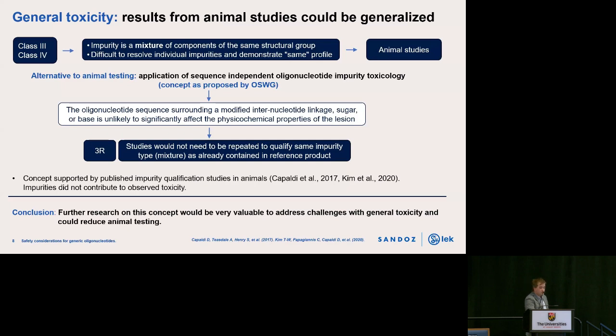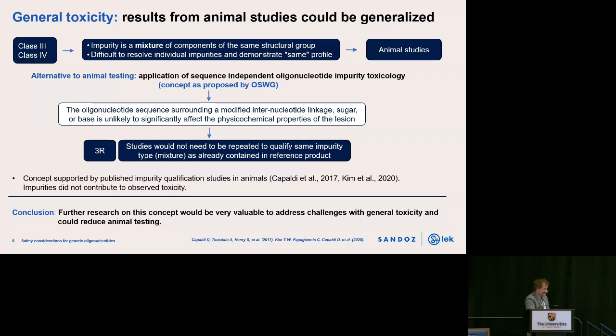And this is a concept that was proposed by the Safety Working Group. And basically what it means is that within one such type of impurity, for example, A-basic, regardless of where the base is missing, the physicochemical properties will be similar. And by extension, they will also have similar toxicological effects. So this means that studies would not need to be repeated to qualify the same impurity type as already contained in the reference product.